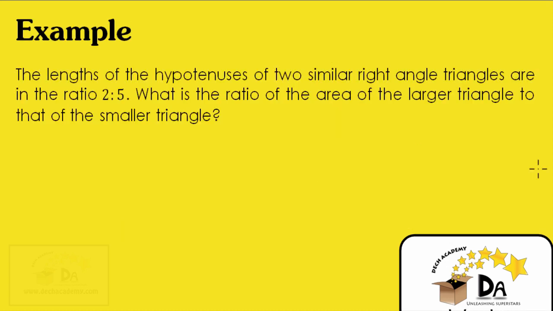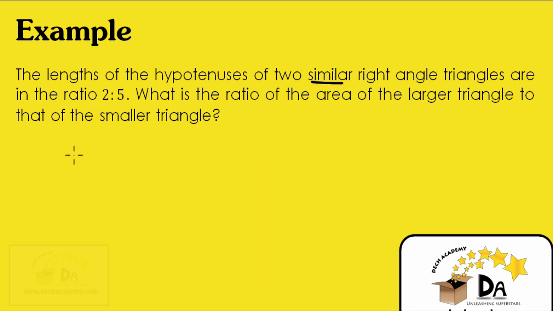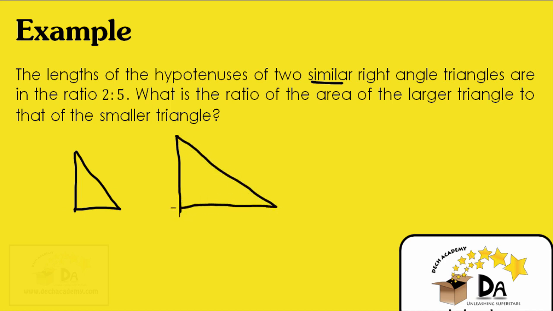Here's an example. It says, the lengths of the hypotenuses of two similar right angle triangles are in the ratio 2 to 5. What is the ratio of the area of the larger triangle to that of the smaller triangle? So we have two right angle triangles and they are similar. I'll just roughly sketch two right angle triangles. One's bigger than the other. So these two triangles are similar.